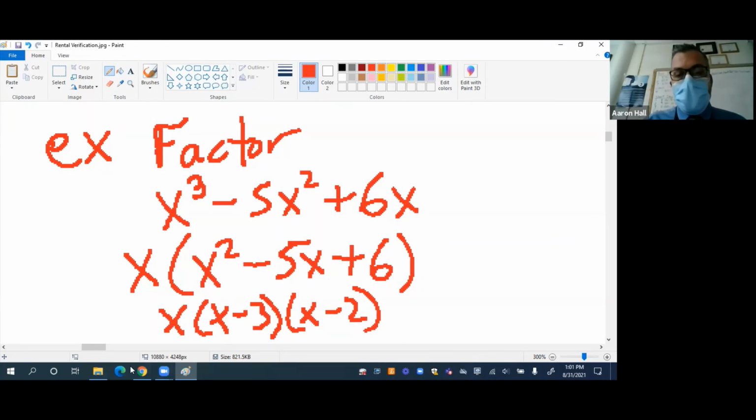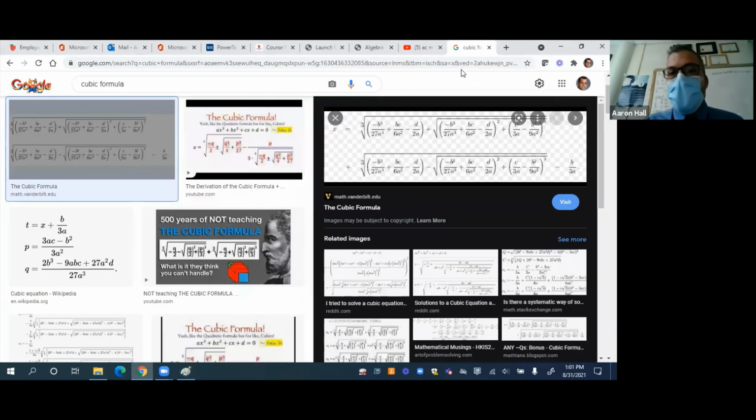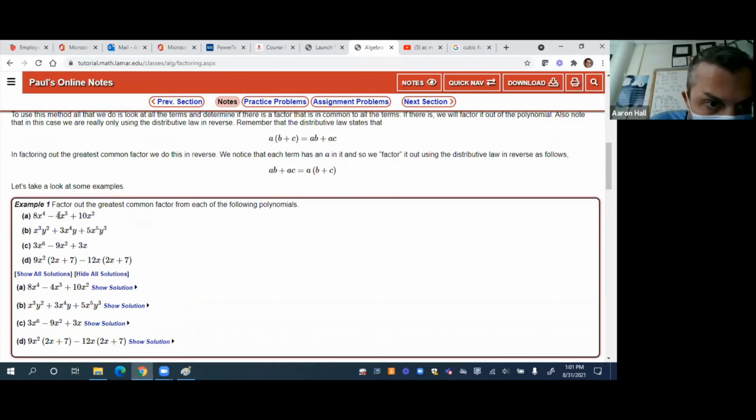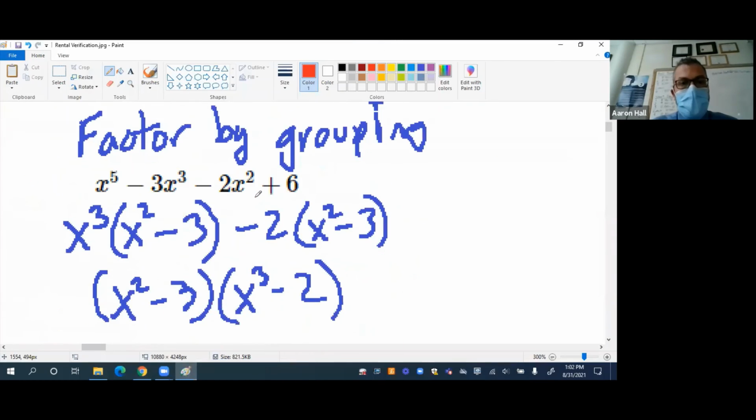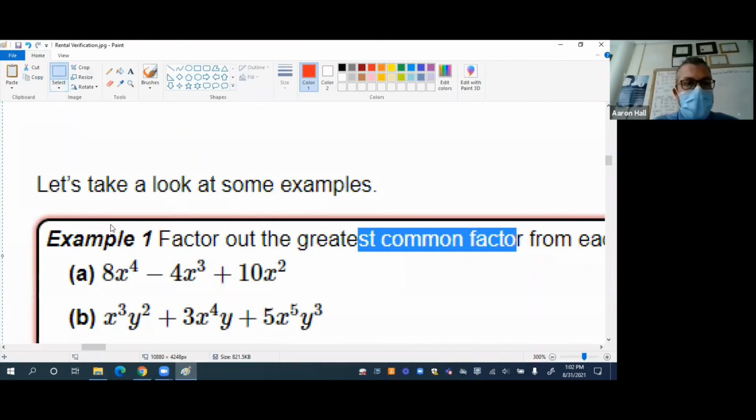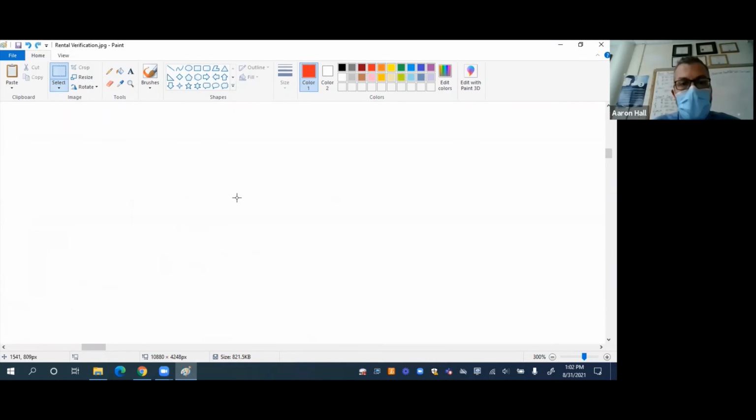I wonder if we could find the name of this. That website that I'm on, it sort of seems to have the names of everything. So this one was factor by grouping. That one is factor out the greatest common factor. That's not a fun name. Let's see if we can do this one the same way. This one doesn't have a fun name to it, I apologize. Factor by grouping, that's a fun name.